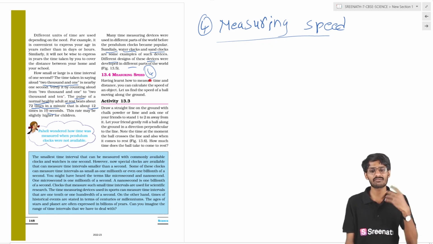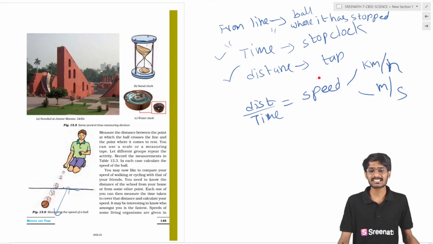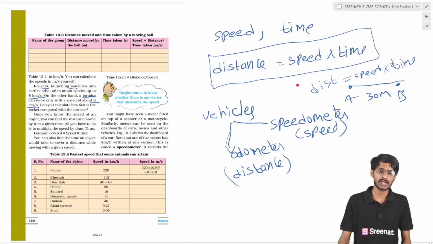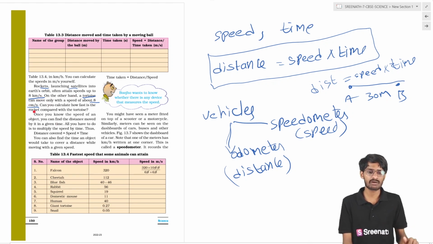Okay, next thing is the fourth topic, which is measuring speed. How will you measure the speed, students? So basically by finding the distance and finding the time between 2 points, you will get the speed between the 2 points, students. We will measure it in kilometers per hour or meter per second, students. Okay, and rockets have the highest speed of almost 8 kilometers per second, and the tortoise has the lowest speed of almost 8 centimeters per second, students.